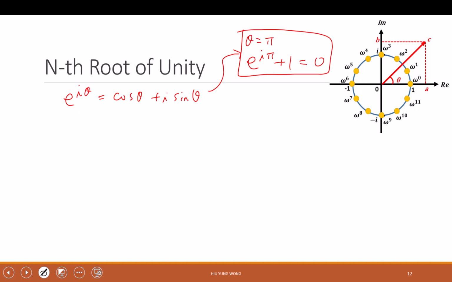So this equation you need to remember. If you don't, put it in your cheat sheet. That's the first thing. The second thing is, let's go back to the nth root of unity. If I ask you to solve the equation x to the power n equals 1, now x to the power 2 equals 1, what are the solutions?